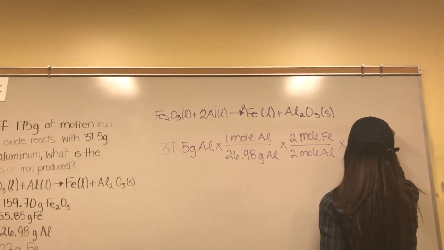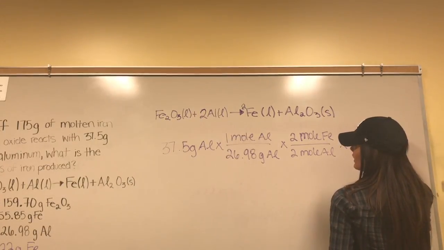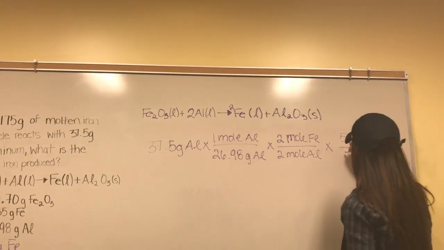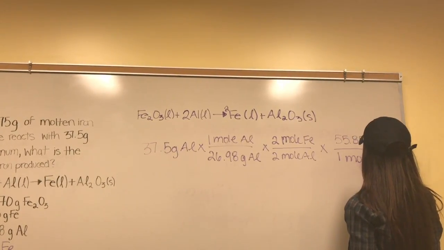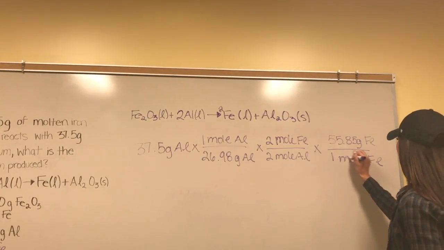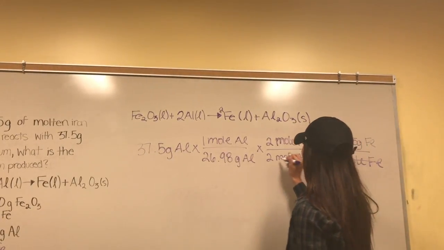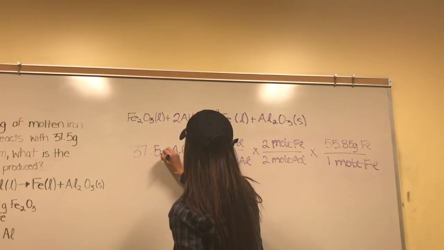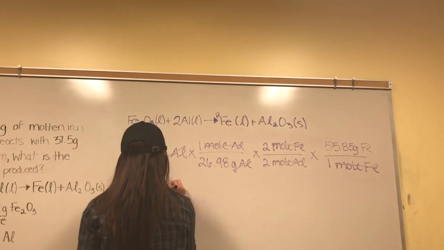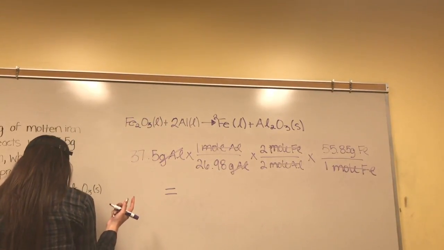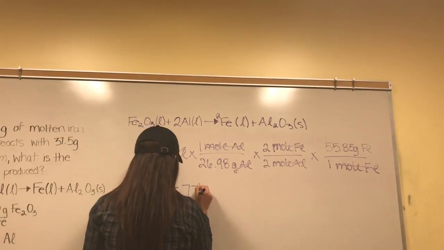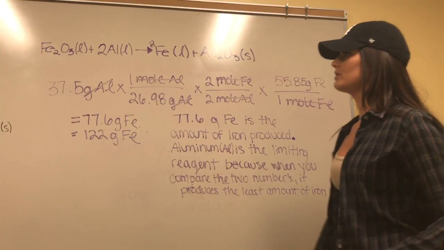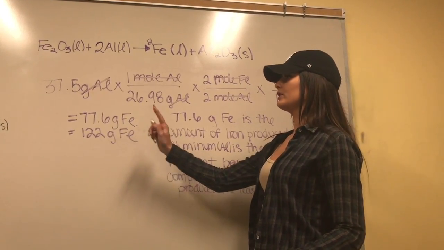So 55.85 grams of Fe, because this is what we want to end with, over 1 mole of Fe, so we cancel our moles again. So this mole of Fe is going to cancel out with this, Al is going to cancel out, and grams of aluminum is going to cancel out with grams of aluminum, and once we solve that equation, we are left with 77.6 grams of Fe.